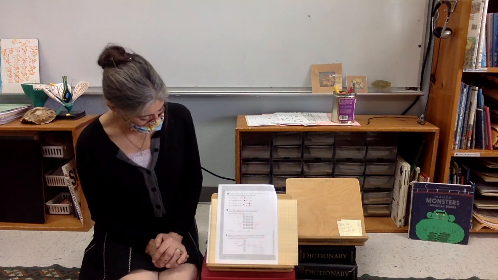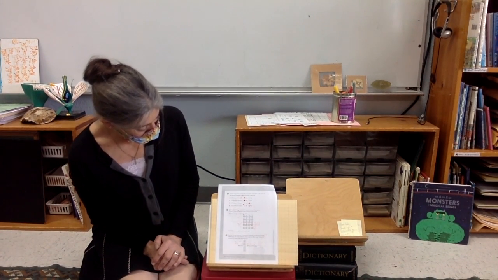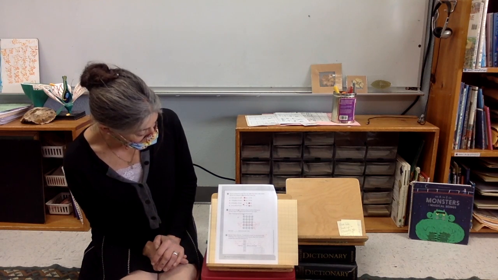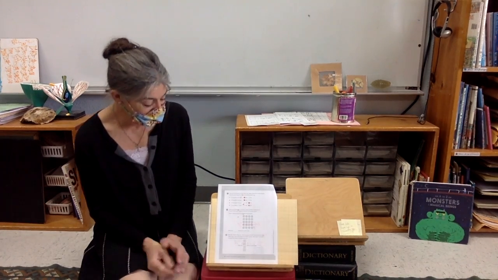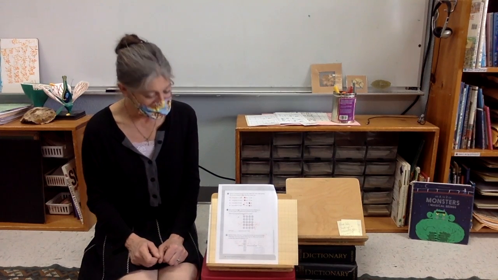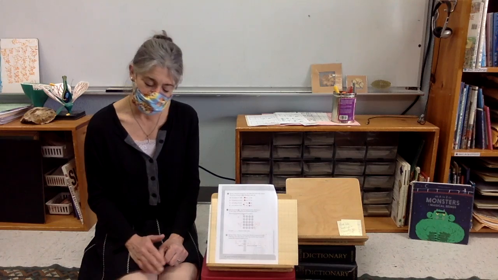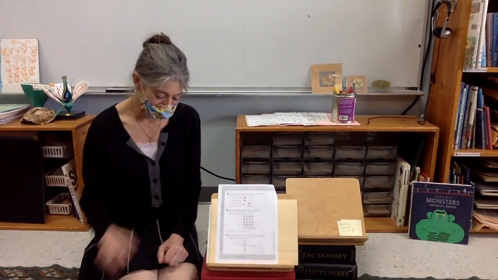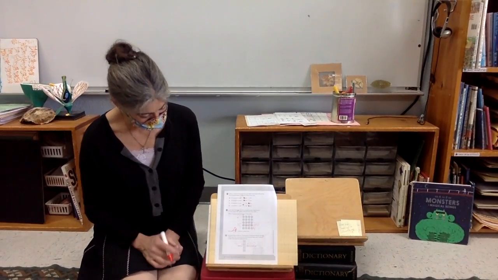Okay. Number 5. Zane had 20 balloons. He tied an equal number of balloons to 5 chairs. How many balloons did Zane tie to each chair? Just skip count your 5s till you get to 20. 5, 10, 15, 20. 4.